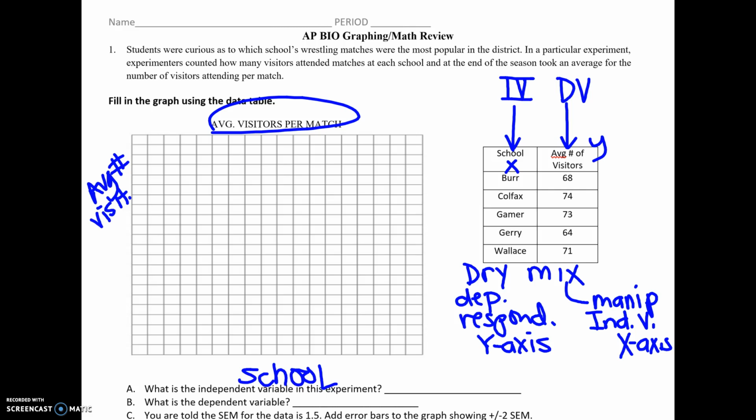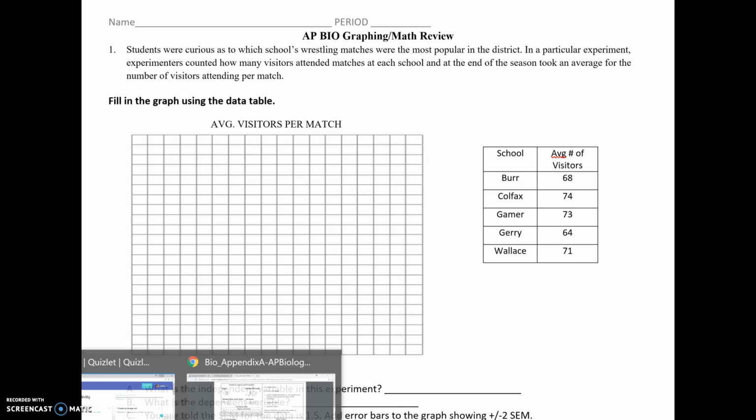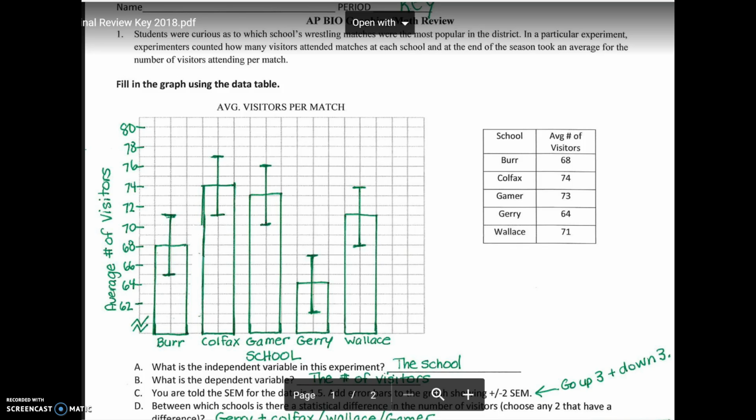The next thing we want to decide, again, is if it's going to be a line graph or a bar graph. Notice how our independent variable is not numerical. This is not numbers. If both of these were numbers, you want a line graph. But this is not a number, so this is going to be a bar graph. So I'm actually going to switch over to my answers here so you can see what the correct bar graph looks like. Okay, so here's my answer key.